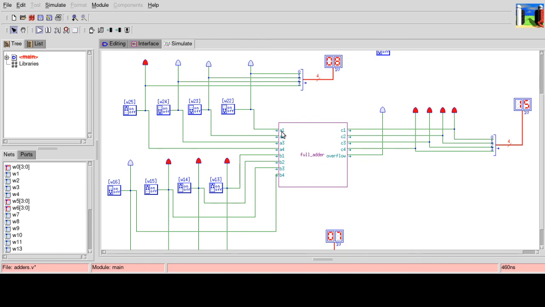8 plus 3, I'm sorry, 8 plus 7. 8 plus 7 is 15. And that's as big as you can get with 4 bits. You can't count past 15 with 4 bits. So 1, 1, 1, 1 is 15.